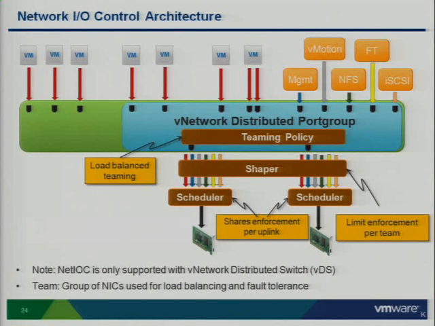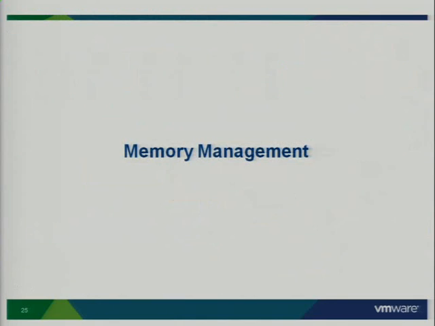However, if the VM networking traffic is low, then you're still able to use the full capacity of your link. So network I/O control is a great feature once you move to the next generation of network infrastructure.